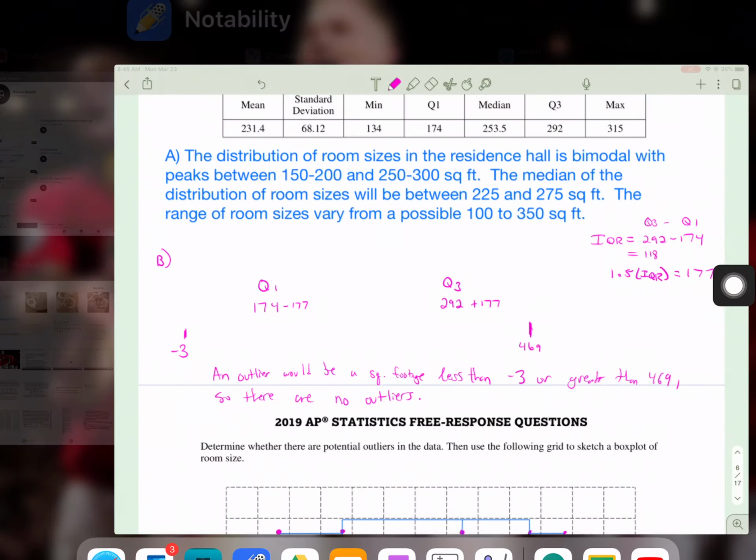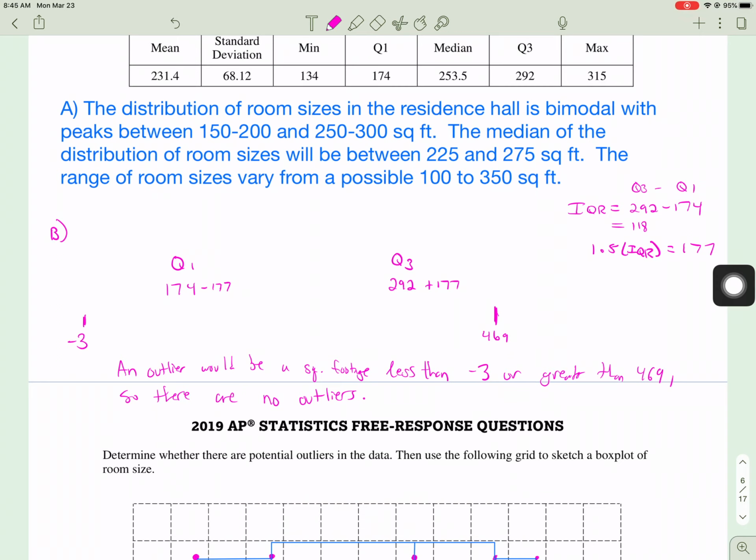So I would have to go back and say, so there are no outliers since our min value is 134 and max value is 315. And that small little sentence would have gotten me not a perfect score.